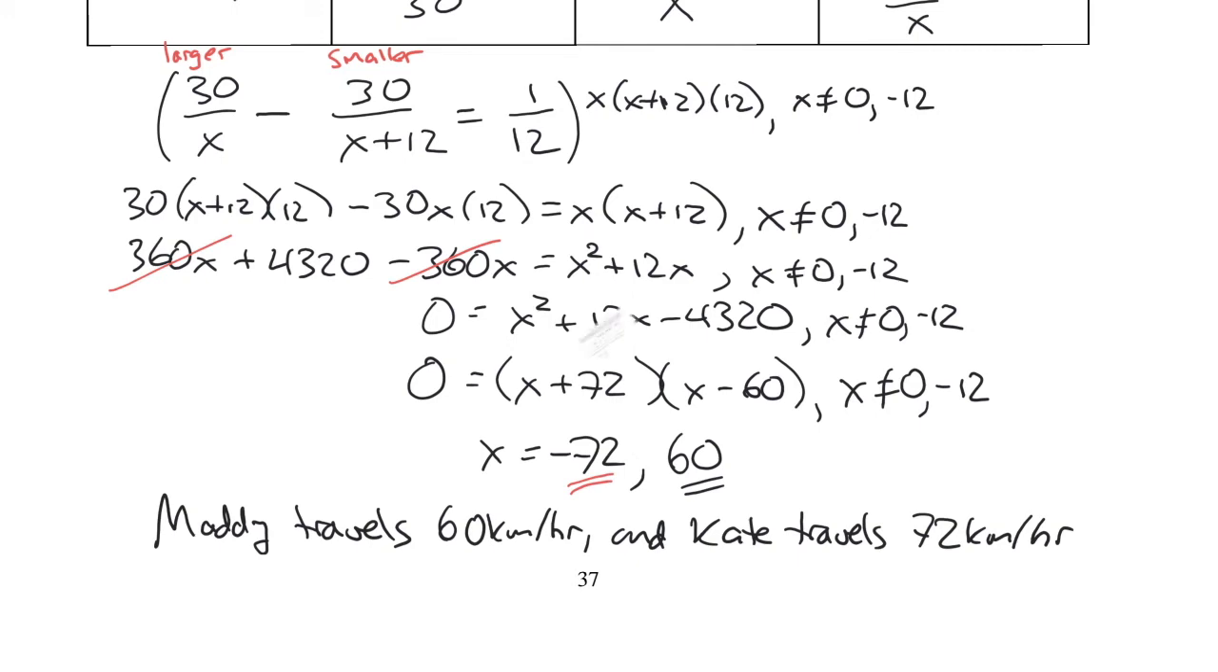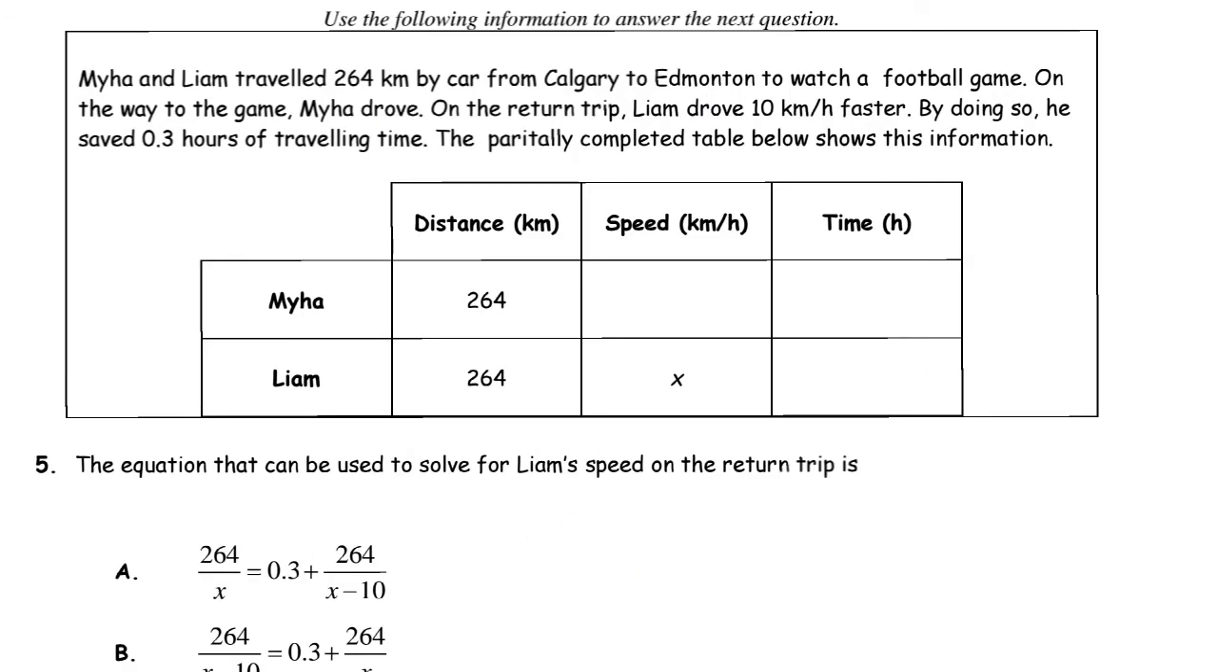Really, really good. Okay, so our question here says, Mia and Liam travel 264 kilometers by car from Calgary to Edmonton to watch a football game. On the way to the game, Mia drove. On the return trip, Liam drove 10 kilometers an hour faster, and by doing so, he saved 0.3 hours of traveling time. So the partially computed table shows us the information.